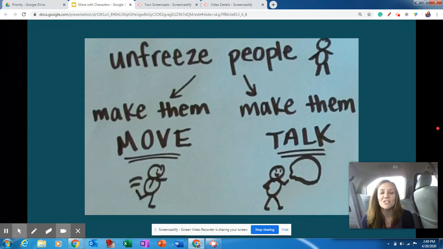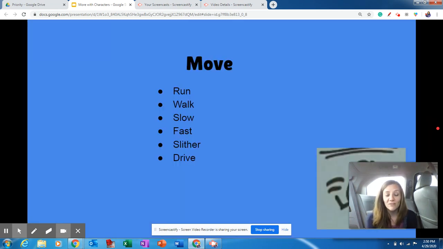One thing that we can do with characters in order to make them more developed in our story is to unfreeze them. And we can unfreeze people by making them move and talk. Some really great moving words that you might want to think about using in your writing are words like run, walk, slow, fast. Maybe you're writing about a snake and you want it to slither. Or maybe your character is a car or a vehicle and you might want to use the word drive. All of those words show movement, moving around.